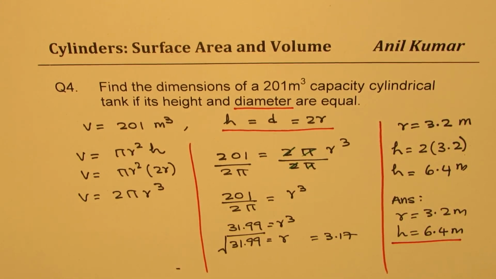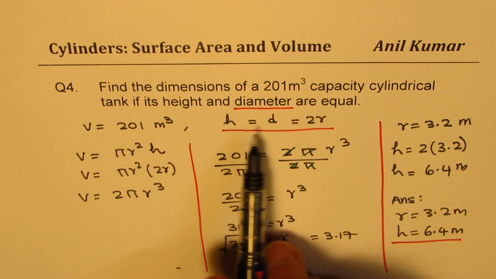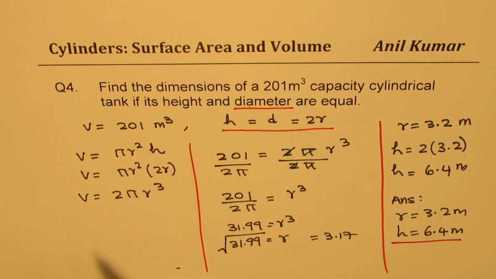I hope you have understood the complication involved when we use height equals to diameter, because then diameter is twice r, a slight change, and that will change the result drastically.